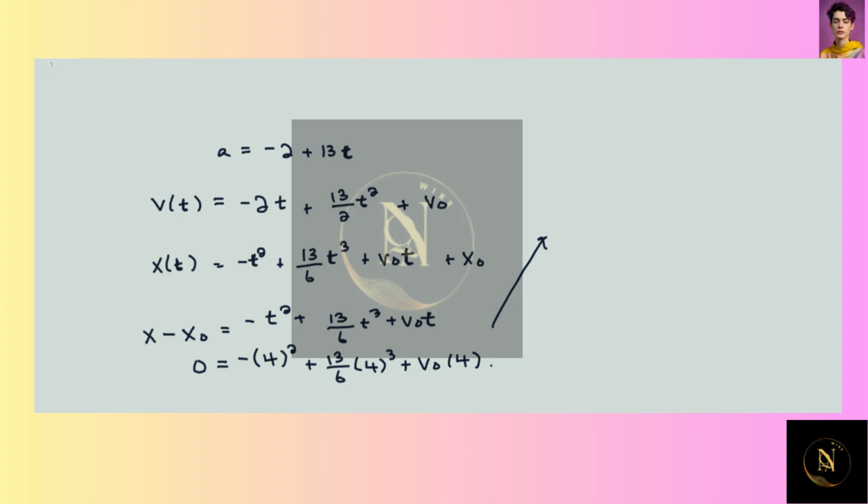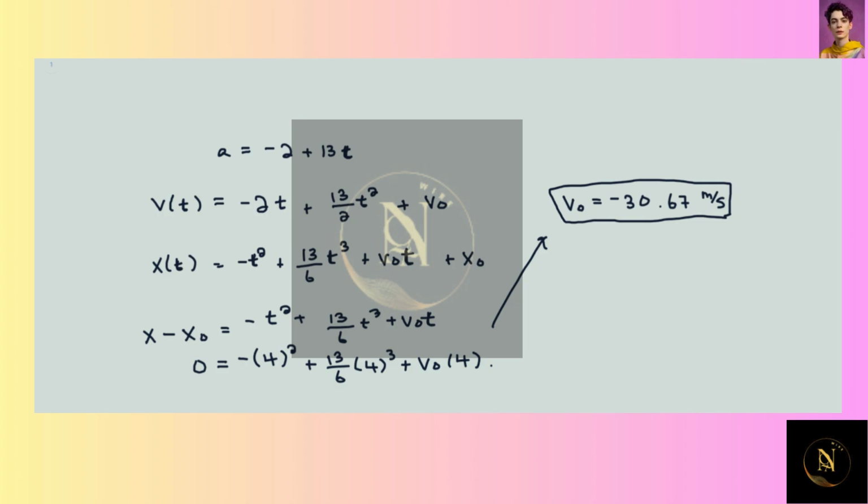At this point, there's only one unknown in here, and the rest are just numbers. So we can easily solve this for v naught to give us the correct answer. You would move this to the other side, square it out, cube that out, and then just plug it into the calculator. Whenever you do that, you get v naught is -30.67 meters per second. And that's the answer to part A.